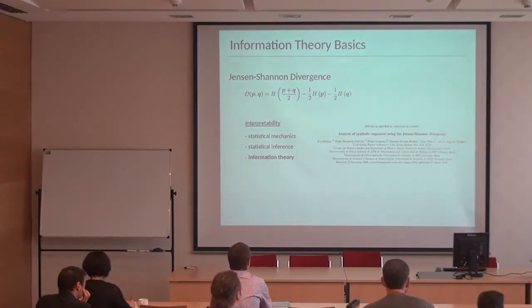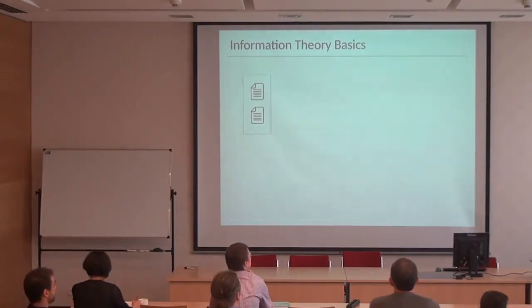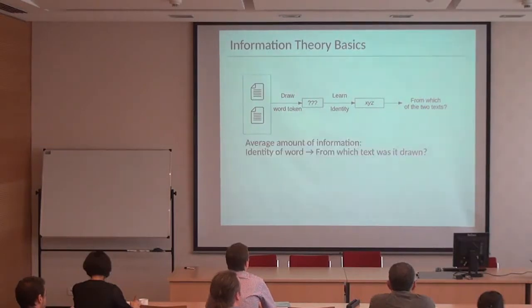I will focus here on the interpretation in terms of information theory, just to give you a notion of what it means. You have two texts, and you close your eyes and draw a random word from that text. So you draw some token. Then you learn the identity of that word, and you ask the question: how much do you know from which of the two texts it came from? The Jensen-Shannon divergence measures the average amount of information. Learning the identity of a word, do you know which text it came from?